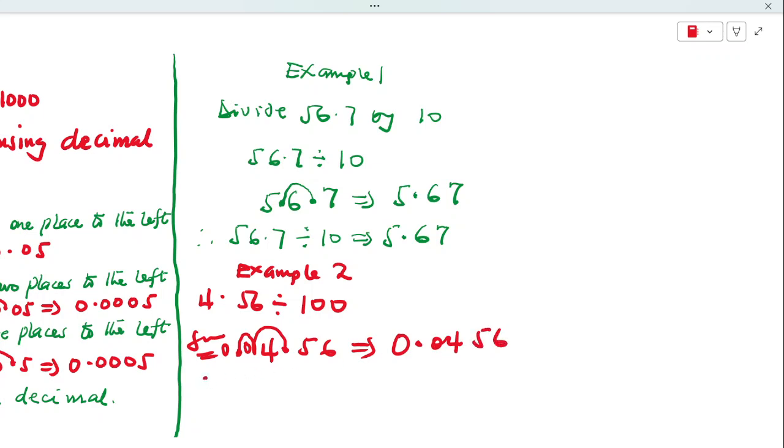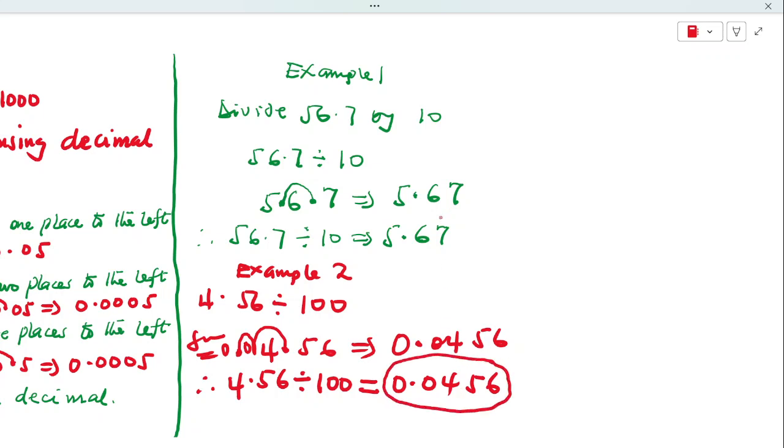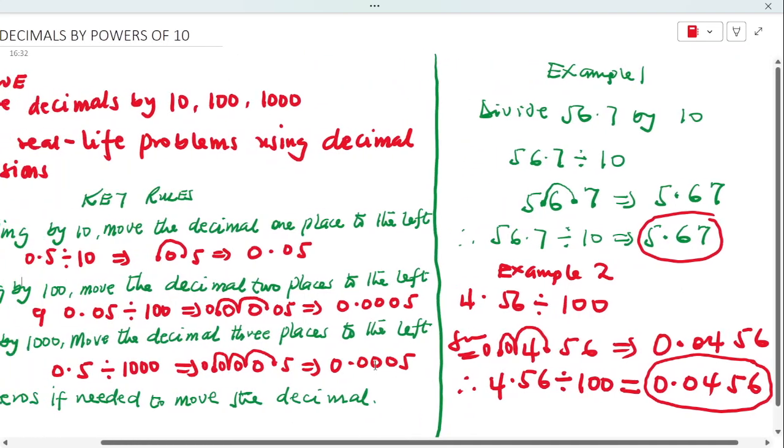0.0456. Therefore, 4.56 divided by 100, the answer is 0.0456. I hope this is clear. All right. Okay. So let's look at more examples.